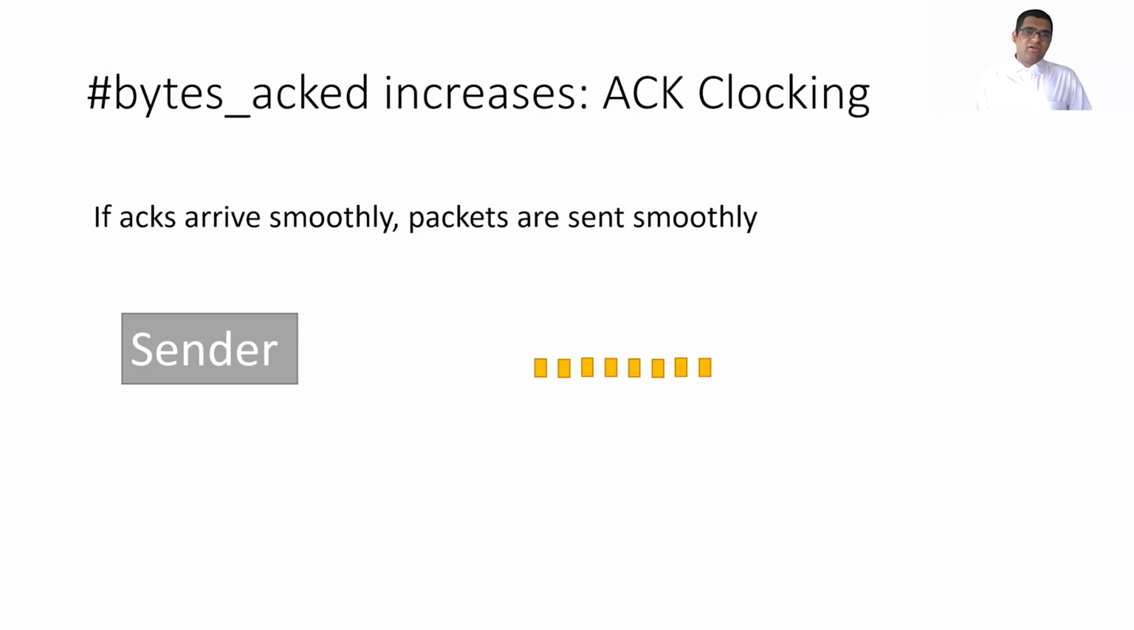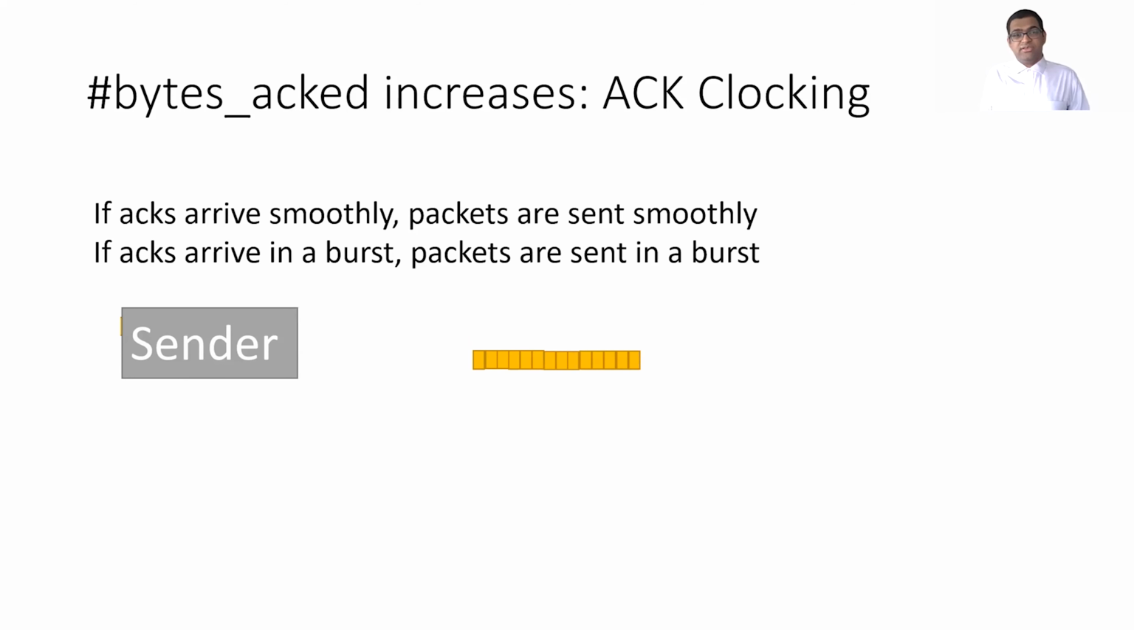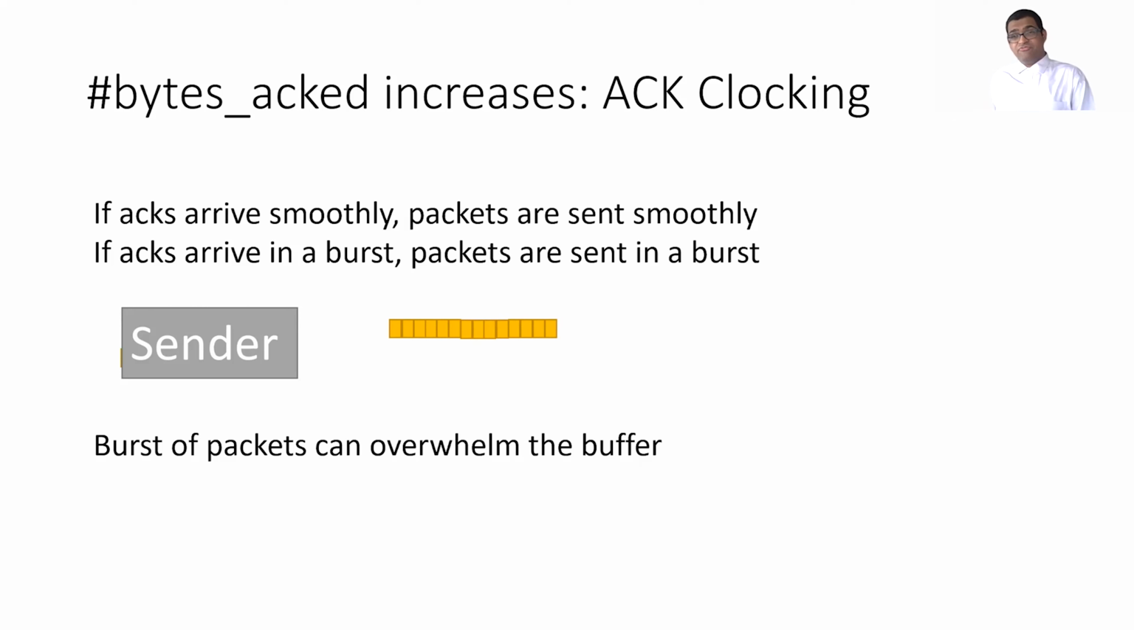So let's look at ACK clocking. Now, the bytes ACK increases when ACKs arrive. And when ACKs arrive, packets are sent. So if the ACKs arrive smoothly, the packets are sent smoothly. If the ACKs arrive in a burst, packets are sent in a burst. And if this burst is large enough to overwhelm the buffer, we'll have premature loss and therefore underutilization. One might wonder that if the network has a buffer size of only 10 packets, how can it generate a burst of more than 10 acknowledgements? Well, maybe the burst is being generated by the Wi-Fi router on the reverse path.